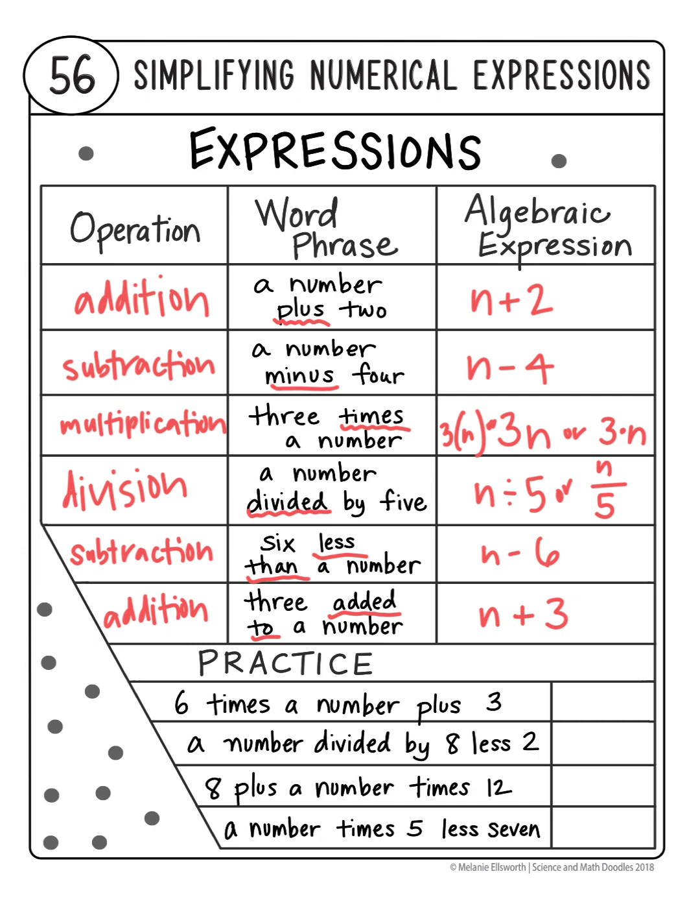All right, 6 times a number plus 3. So this is kind of what we're doing, where we have 2 steps now. So 6 times a number would be 6n, and then plus 3.